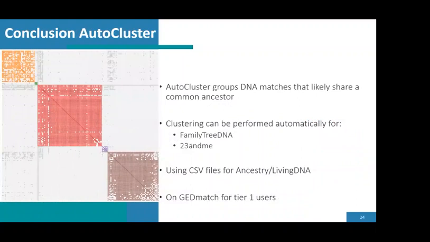For the conclusion of AutoCluster, we've shown that the AutoCluster is able to group DNA matches, and these DNA matches are likely to share a common ancestor.